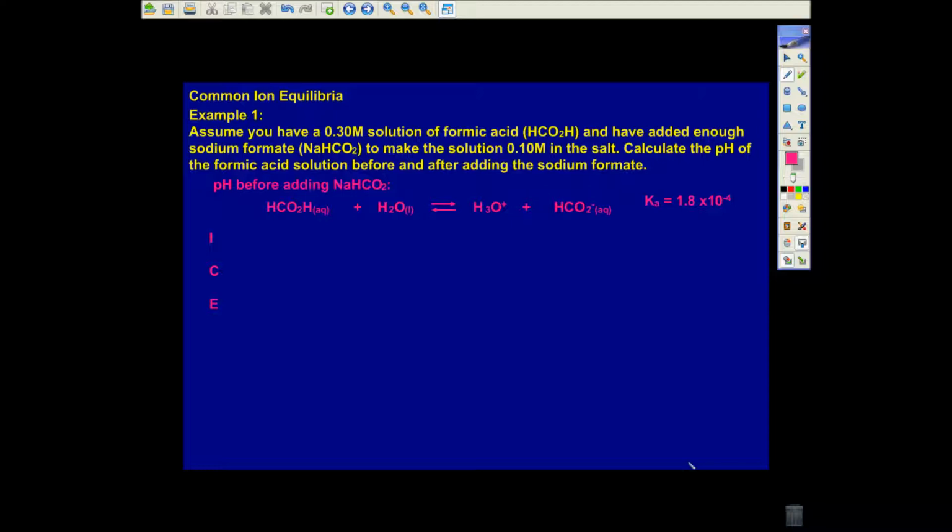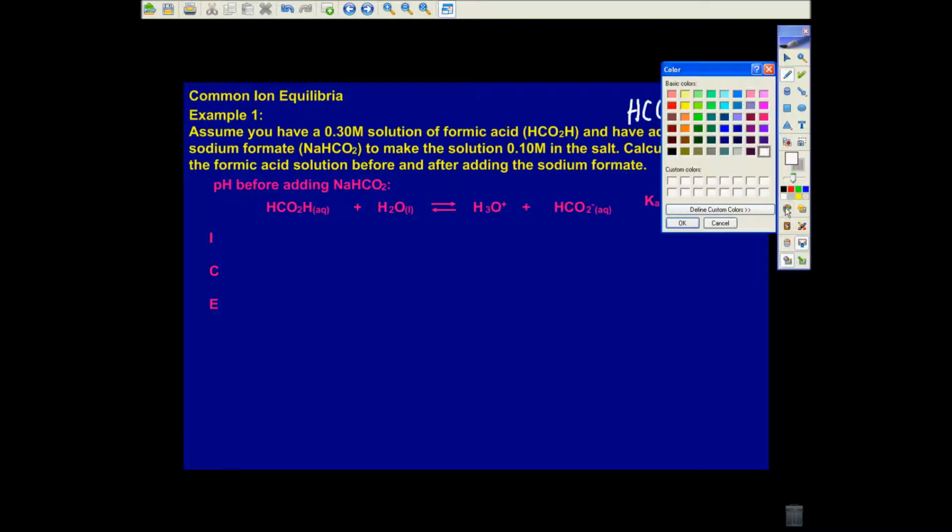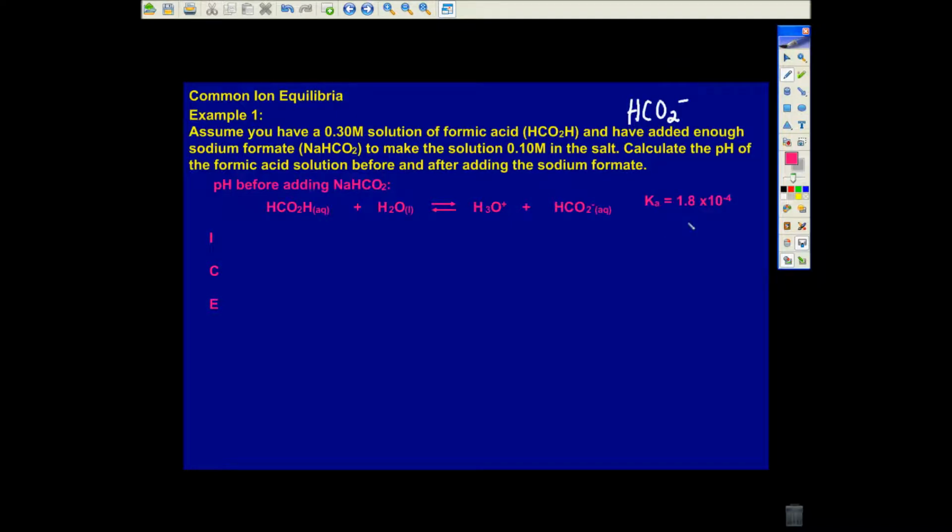So I'm just going to write the formate ion up at the top to indicate that that is our common ion. And when you add a common ion, you change that chemical equilibrium. Now, before I got started on this equation, I went and looked up the Ka value of formic acid, and it's in the back of most chemistry texts. The Ka value is listed as 1.8 times 10 to the negative 4.